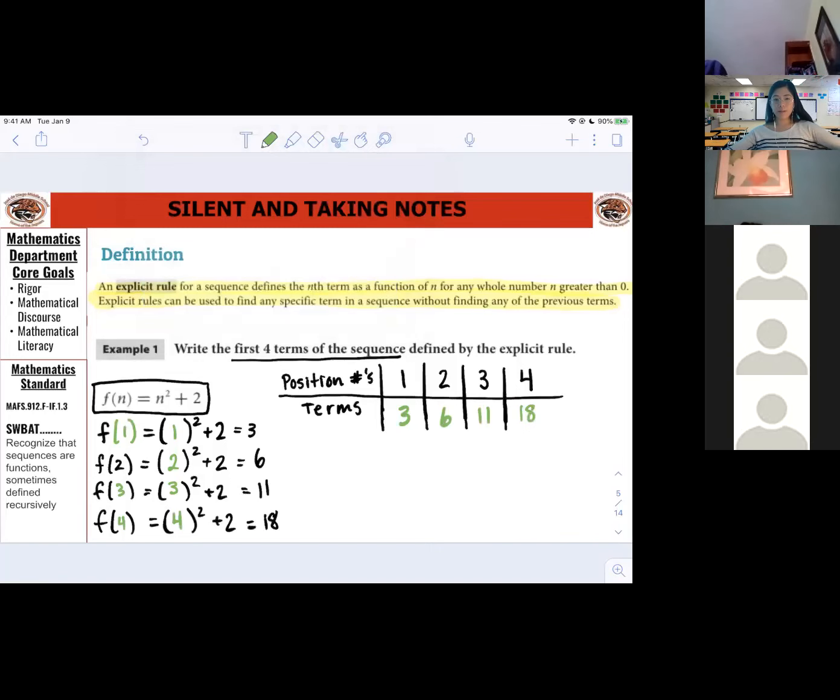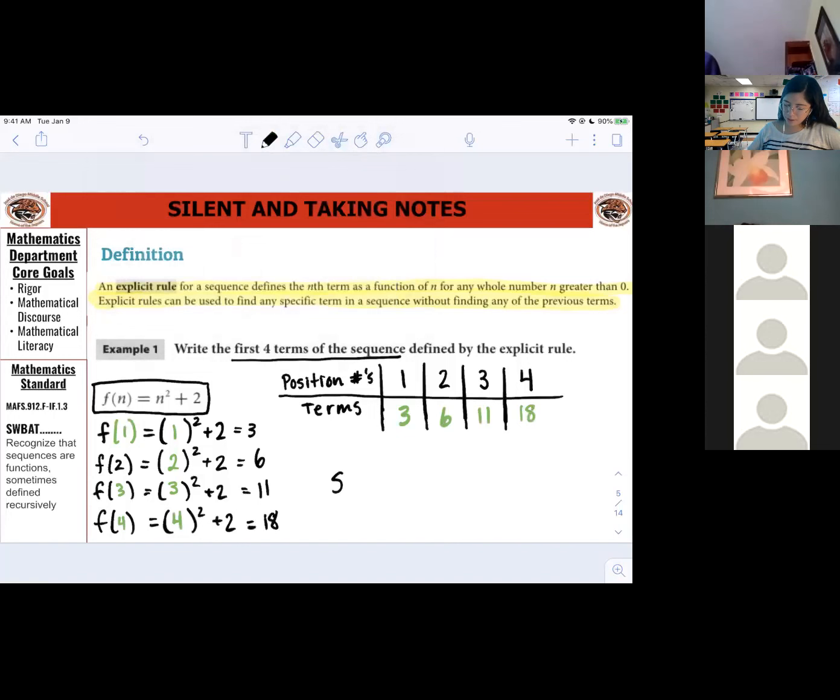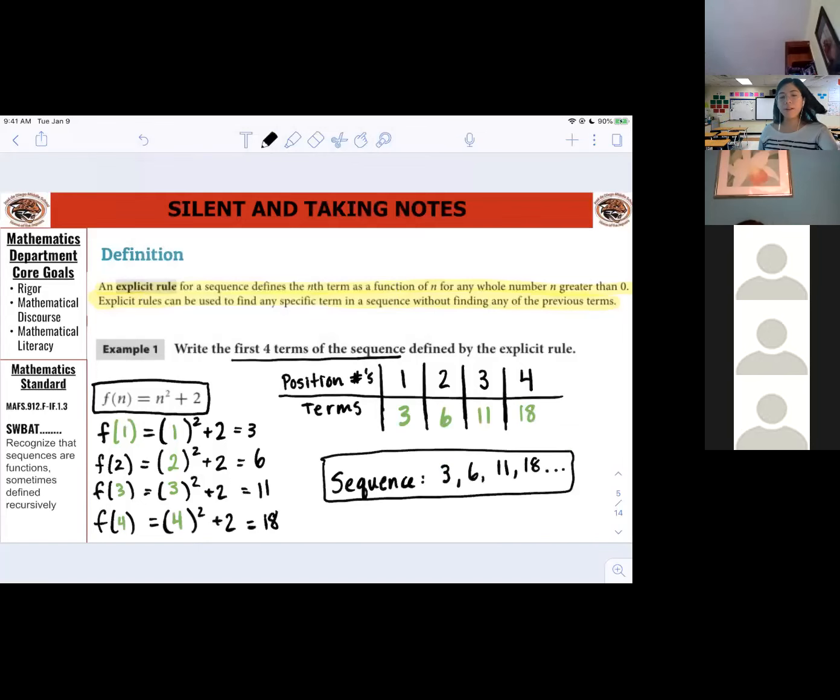So there are my 4 first terms of the sequence, and I'm going to write them in a list. It's 3, 6, 11, 18. And then I'm going to do dot, dot, dot, because I know that it continues on, even though I haven't found the next number. So the table is really useful for organizing everything, but when you actually write the sequence, you can write it as a list.